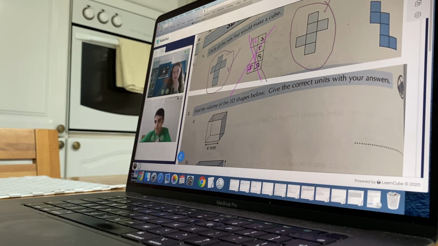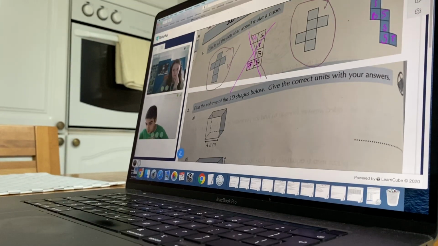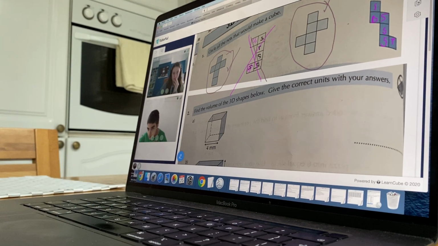So we'll call this one the bottom this time. So then we have side, side, side, side, top. I think it will. Yeah, it will.